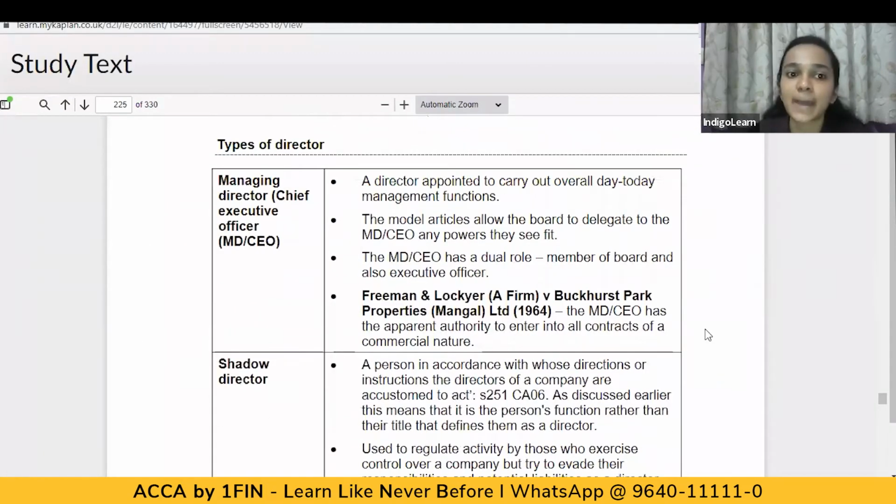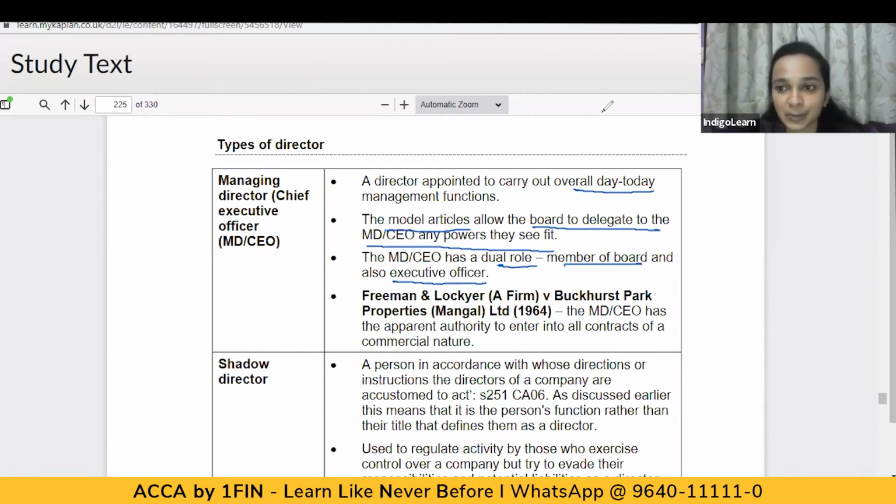So the first type is a managing director or a CEO. He's a director who is appointed to carry out the overall day-to-day management functions. The model articles allow the board to delegate to the MD or CEO any powers they see fit. They have a dual role, member of the board and also executive officer. So the MD and CEO basically take care of the overall day-to-day management functions of the company, and the powers which have been specified would be delegated to them by the board, and they play a dual role of both member of the board and executive director.